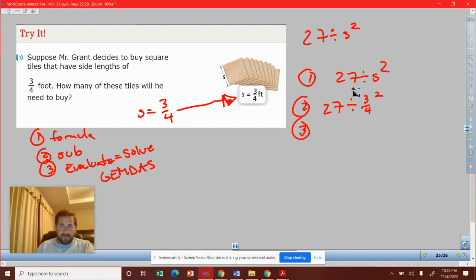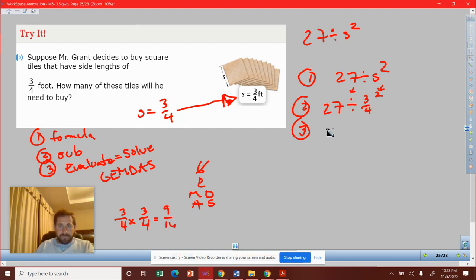Order of operations, do I do division or the exponent first? So if I have my GEMDAS tower, there should be no question which one we do first. No grouping symbols, we go to exponent first. So we got to do 3/4 times itself how many times? Some of y'all are getting concerned, we're dealing with the fractions, but I know y'all can do it. 3/4 times 3/4 is 3 times 3 is 9, and 4 times 4 is 16.